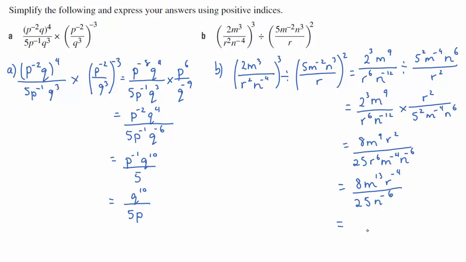Again, we're asked to express our answers using positive indices. So our r to the power of negative 4 needs to go into our denominator as r to the power of 4, and our n to the power of negative 6 in our denominator needs to go to our numerator as n to the power of 6. So our final answer is 8 times m to the 13 n to the 6, all divided by 25 times r to the power of 4.